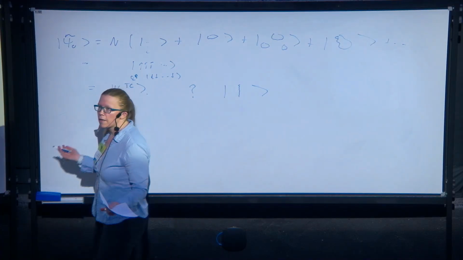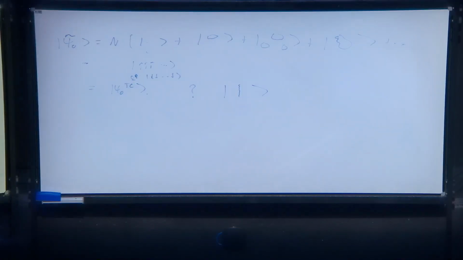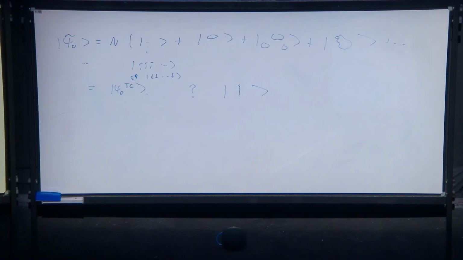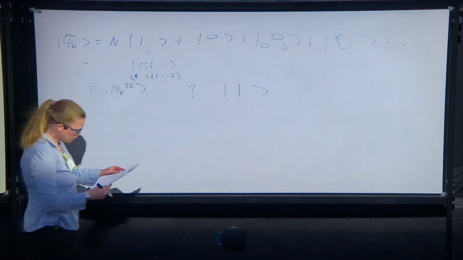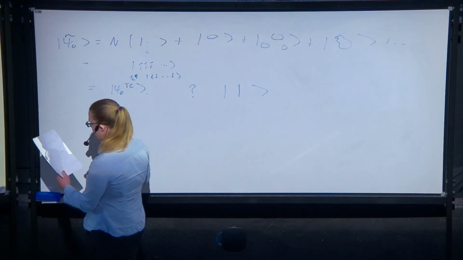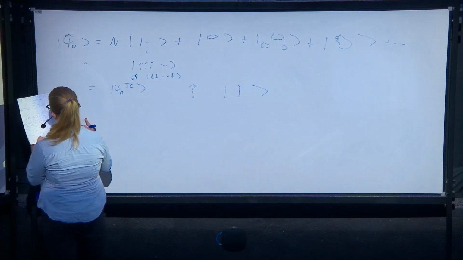So we've made this connection to the toric code. We've said that one of the toric code ground states is exactly just the ground state of this perfect paramagnet. And then we might ask, well, can we take this connection a little bit further?